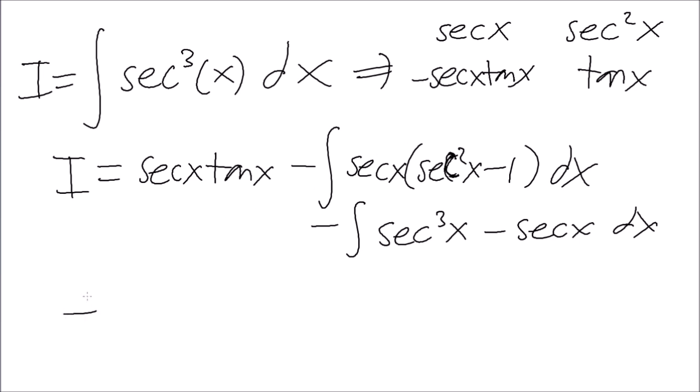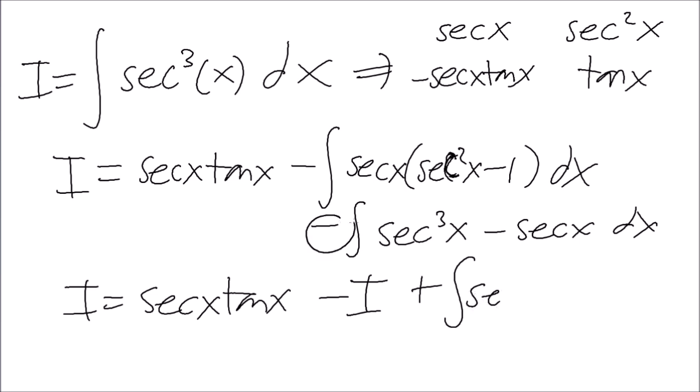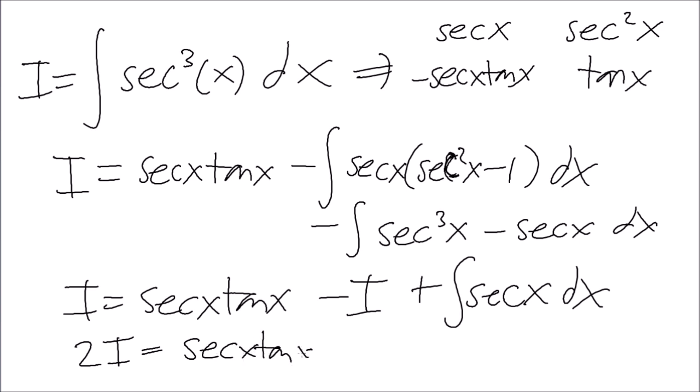So now this is all I equals secant x tangent x, minus I, plus, because this and this cancel out, the integral of secant x dx. That's where this integral comes from. So then 2I equals secant x tangent x plus the integral of secant x. This is where it all comes from. And then you divide by 2. So that's that whole process.